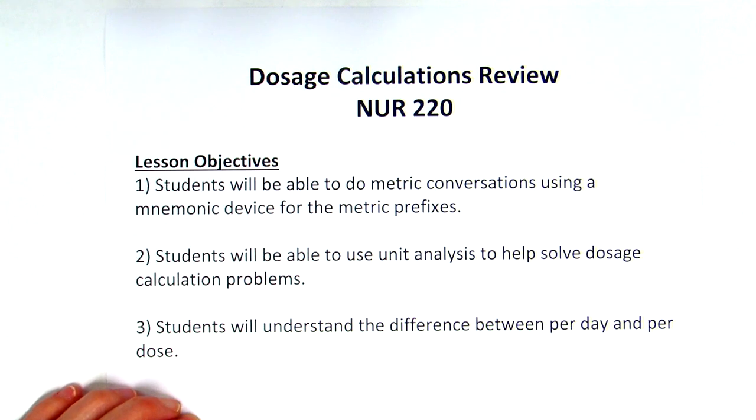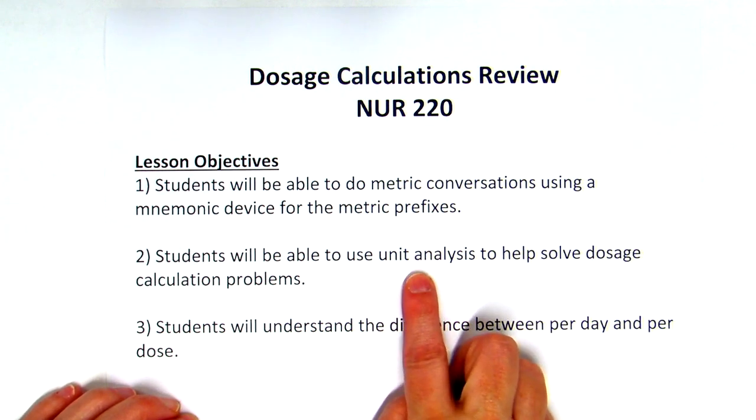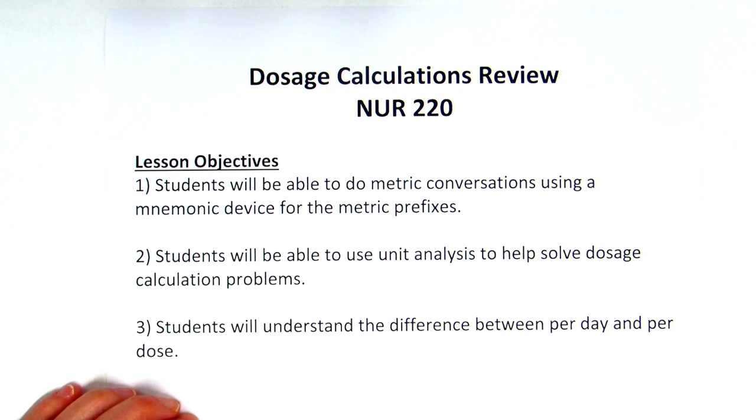Second lesson objective, students will be able to use unit analysis to help solve dosage calculation problems. It's a pretty straightforward process, this unit analysis, pretty easy, straightforward, and it can be used for all of your dosage calculation problems. Third lesson objective, students will understand the difference between per day and per dose.